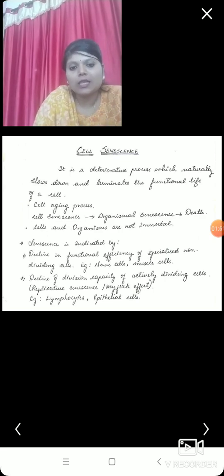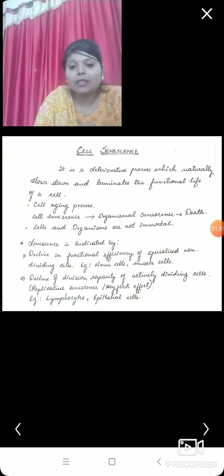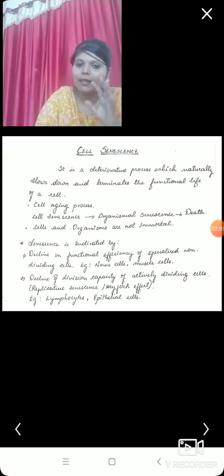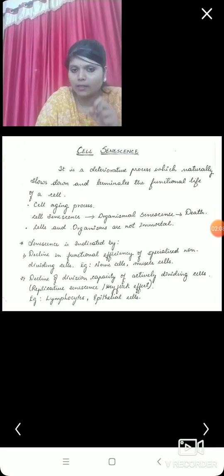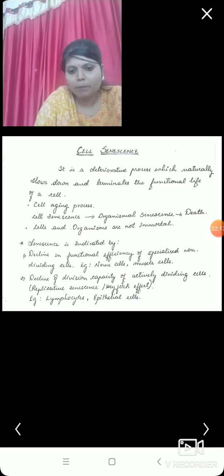Cell senescence is indicated by what methods? If there is a decline in the functional efficiency of the specialized cells, like the nerve cells and the muscle cells, which are not involved in divisions, okay, if their capacity of functioning is getting reduced, then the cell is going to be senescent. Thus, the decline of the division capacity.